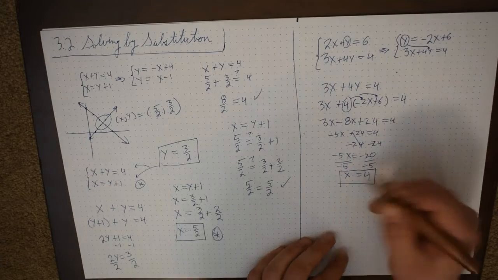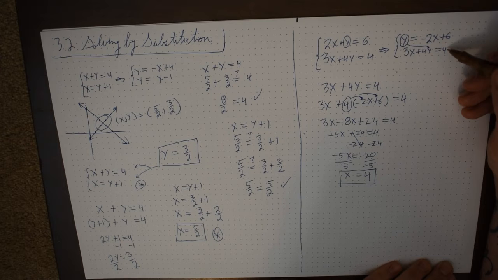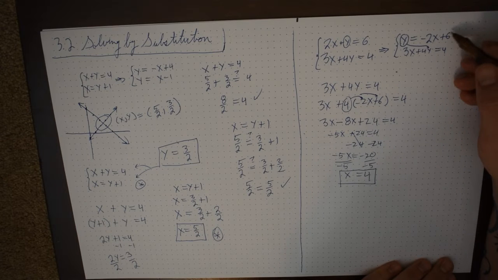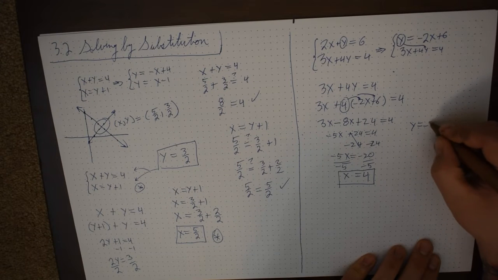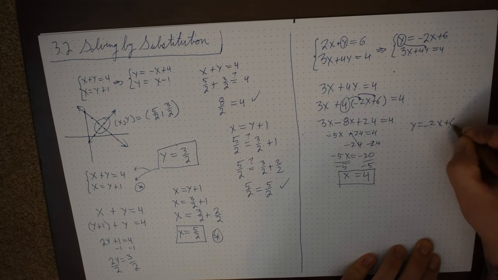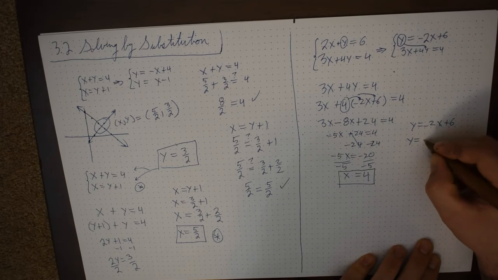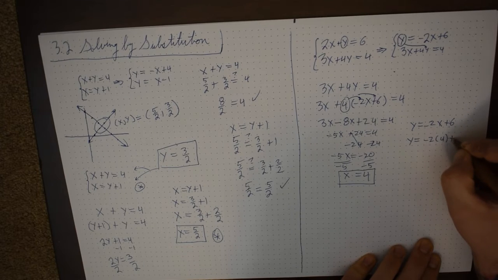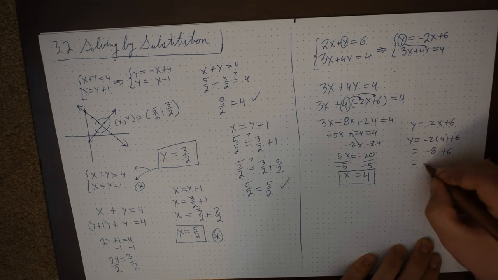Now that we've got x all by itself, like I said before, it doesn't matter which equation we plug x into, but this top equation is already set up to kick us out a value of y when we give it a value of x. So we'll use that top equation. We know that y is equal to negative 2 times x plus 6. We know that x is equal to 4. That means y has to be equal to negative 2 times 4 plus 6, or y is equal to negative 8 plus 6, or y is equal to negative 2.